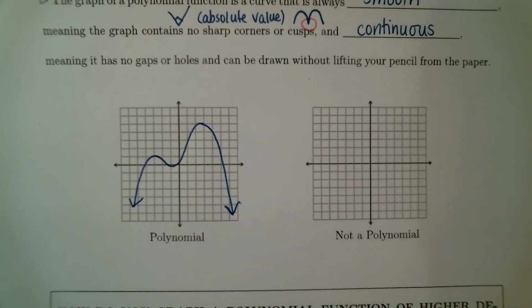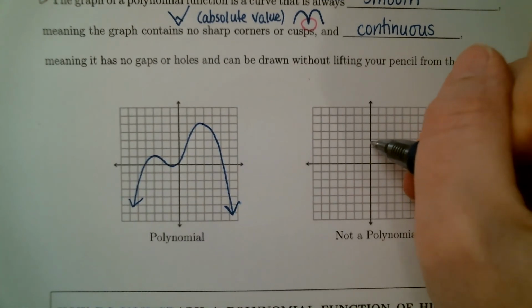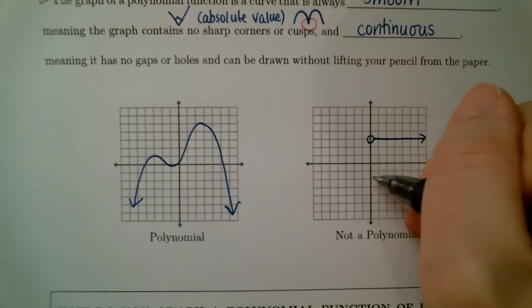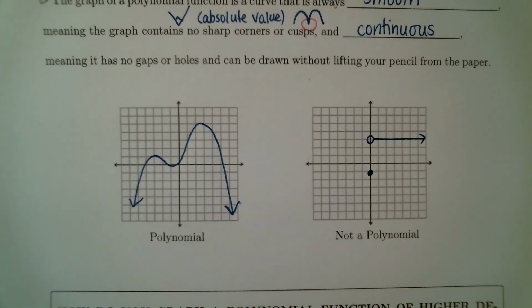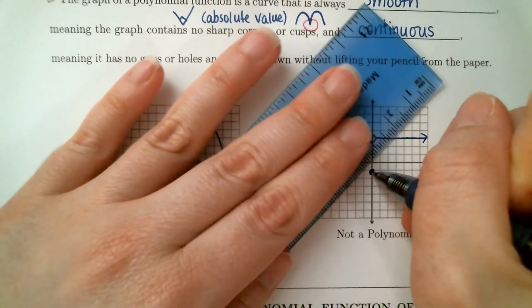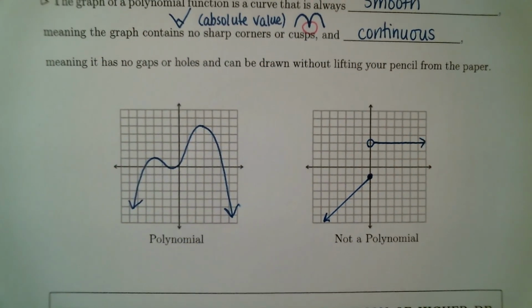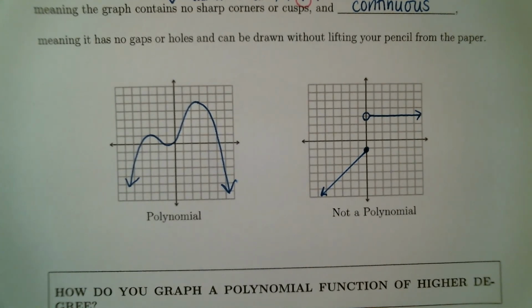Something that is not a polynomial, I mentioned it to you a few minutes ago, is a piecewise function. Let me just draw some random piecewise function here. This is clearly not continuous. I have to pick up my pencil to draw this. So that's not a polynomial. Something else you could draw if I asked you to draw something that wasn't a polynomial: if you drew a sharp corner, like absolute value, that's not a polynomial.